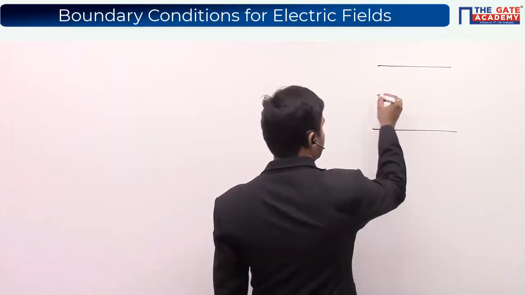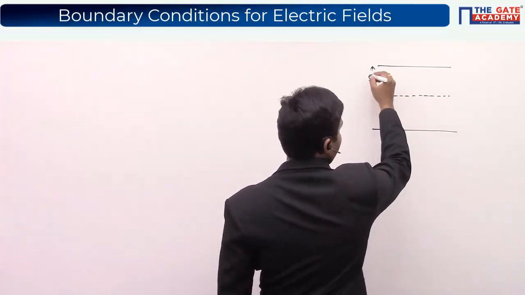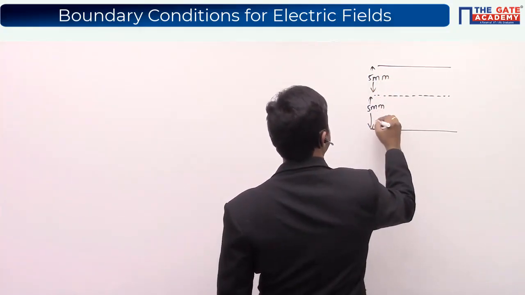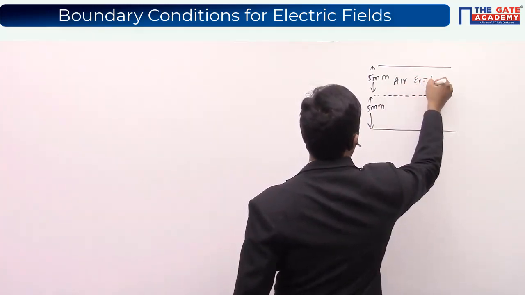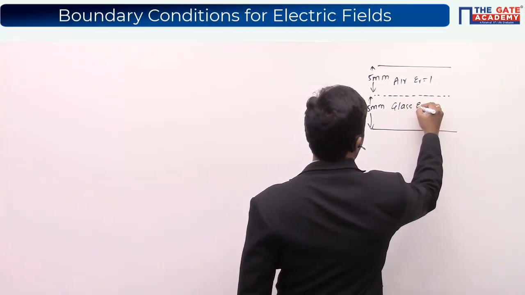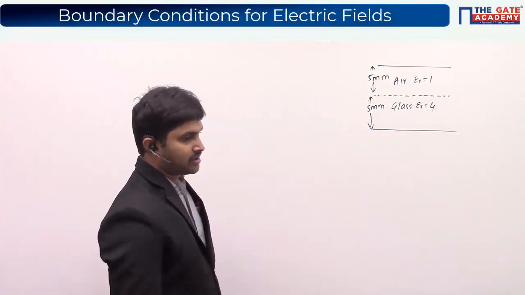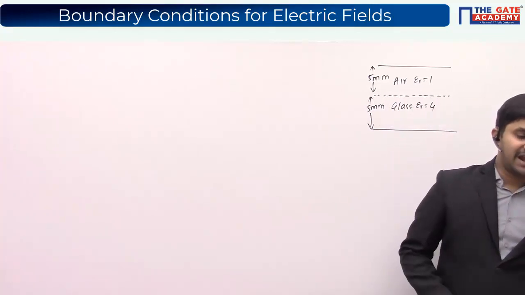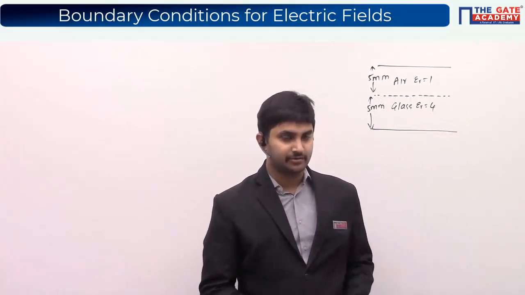Here the region is again divided into two exactly equal parts. One has 5 mm separation and the other is also 5 mm separation, according to the question which is given. The first one is filled with air, whose epsilon r is given as 1, and the second one is filled with glass, whose epsilon r is given to be 4. What is given here is also the dielectric strength. The dielectric strength of air and glass are 30 kilovolt per centimeter and 300 kilovolt per centimeter.